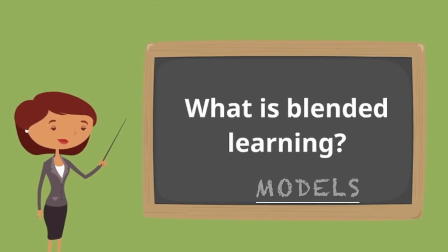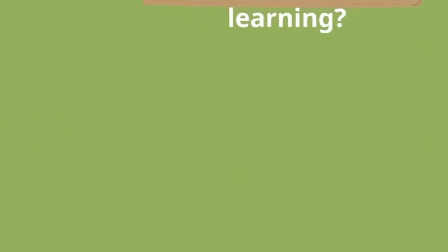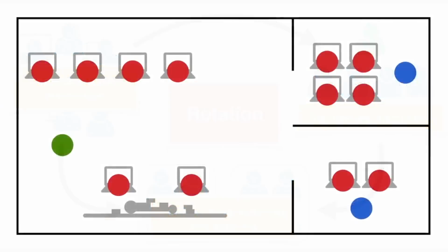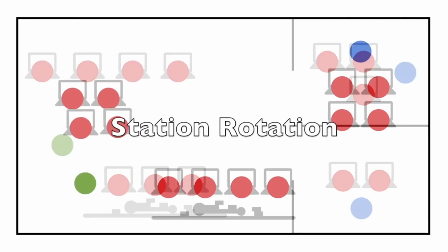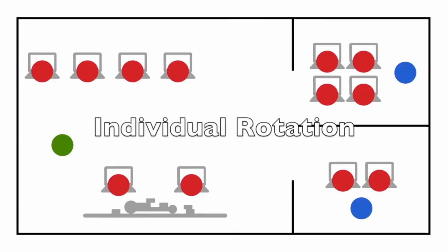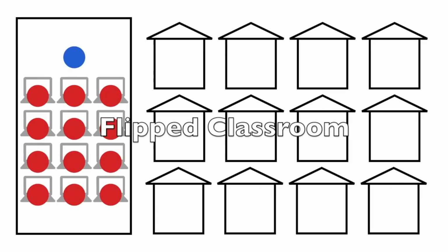Now we will talk about models of blended learning. And first of which is the rotation model. This is actually defined as a class, course, or subject in which students actually rotate from one learning modality to another, at least one of which being online learning. Examples include station rotation, lab rotation, individual rotation, and flipped classroom.